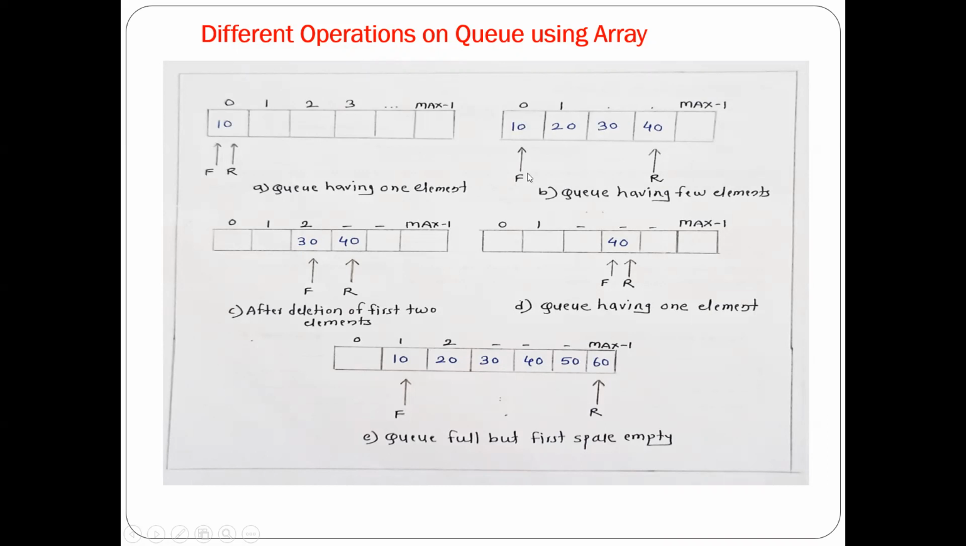After doing some insertions, you can see only rear is shifted, but front is at the same position. Front we have not shifted, only rear, because we do the insertion from the rear end. Then after deletion of a few elements, I have deleted 10 and 20, so my front is now shifted to the third position, that is at 30, because deletion is done from the front end. Now front and rear are both at the same position.